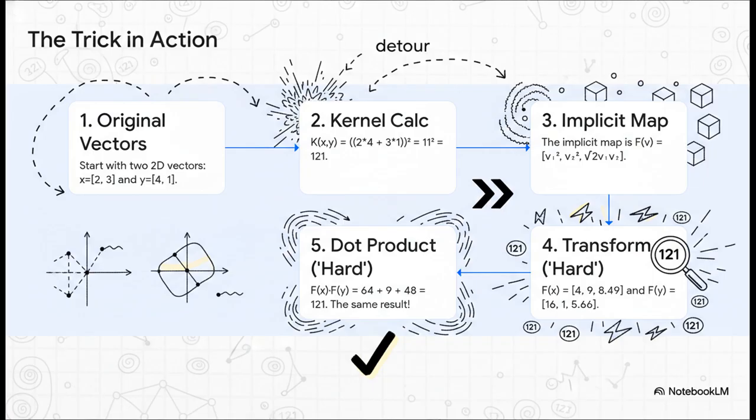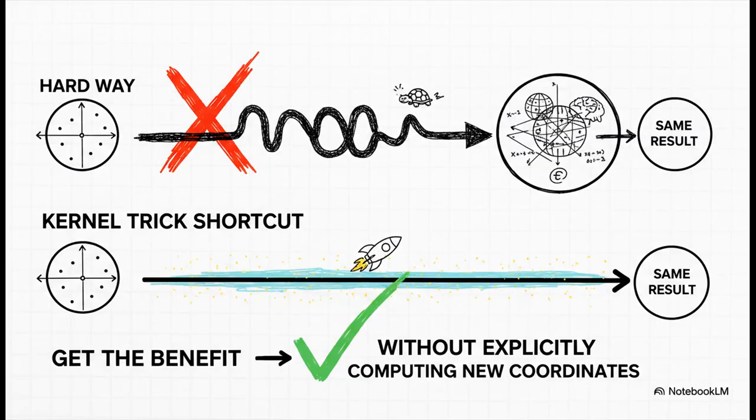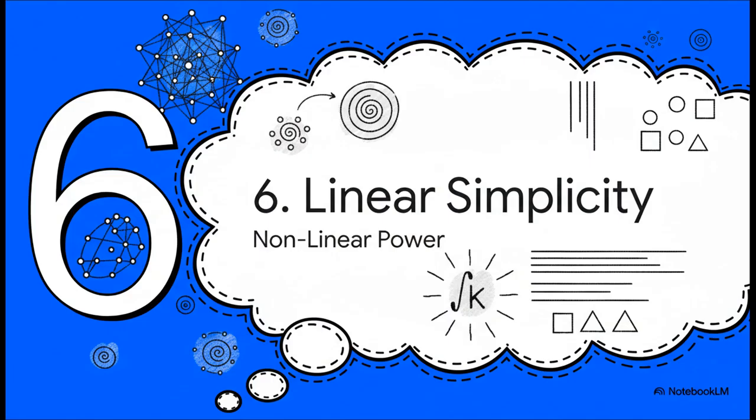Super fast. Now, look at the rest of the steps. This is the hard way. This is what we're avoiding. We'd have to use that messy transformation function to turn our 2D vectors into new 3D vectors. Then we calculate the dot product of those much more complicated vectors, and what do you get? You get the exact same answer, 121. And that right there perfectly shows the power of this idea. We got the answer that exists in that complex, higher dimensional space, but we never left our simple, original space to get it. We got all the power, all the benefits of that higher dimension with none of the computational pain. That's the trick.